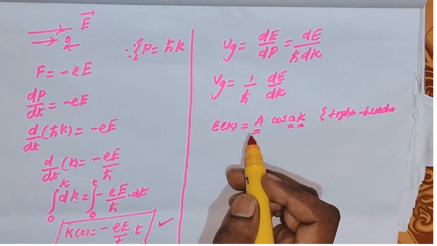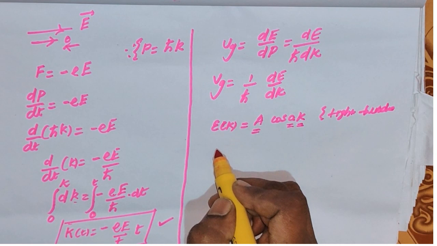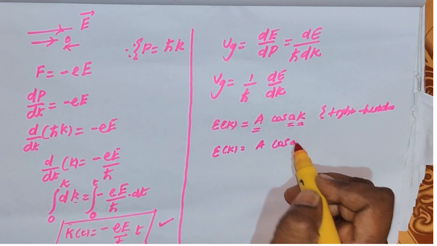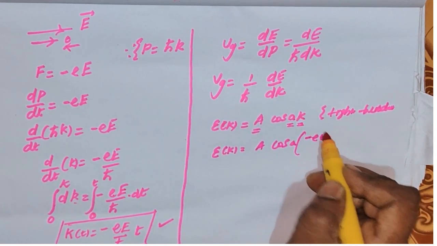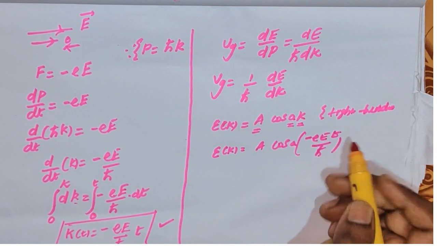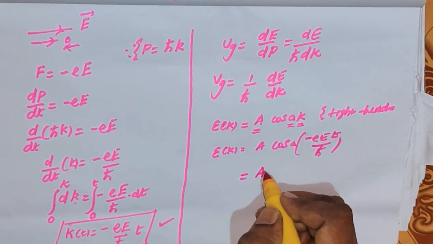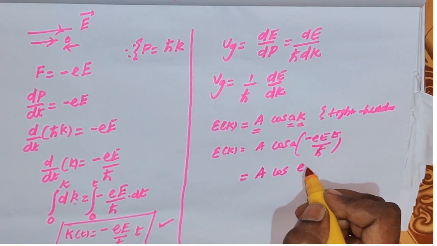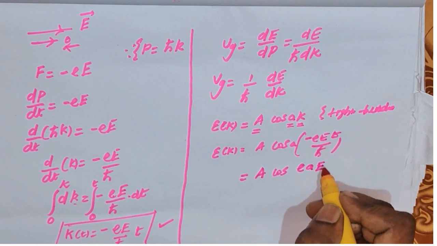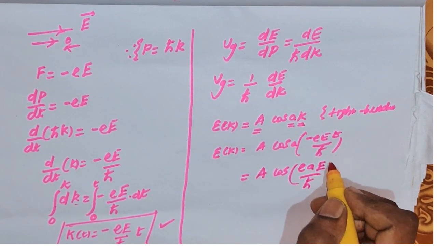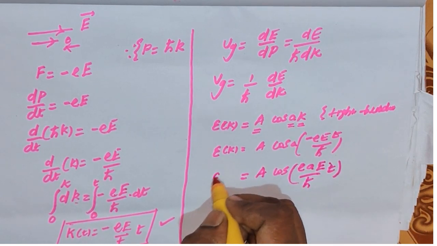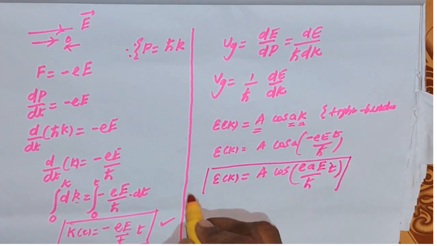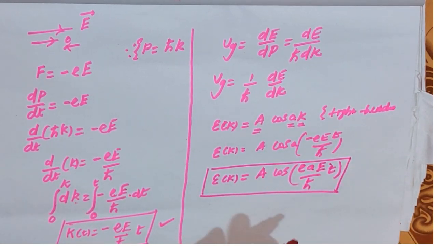Now we have to substitute the k value in the equation. Then E of k is equal to A times cos of minus eEat by h cut, or you can write A cos of minus theta, simply cos theta. That is the charge of the electron, the lattice parameter, the external electric field divided by reduced Planck constant, times the variable t. This is the energy dispersion relation of the electron inside the semiconducting material.